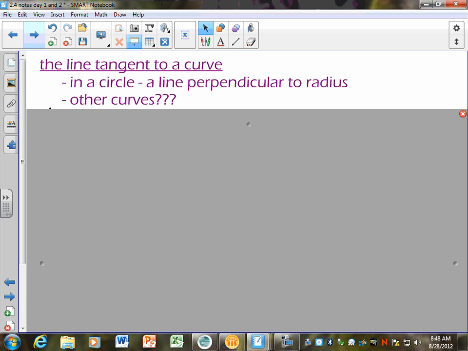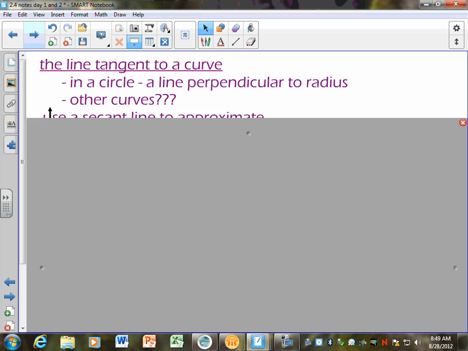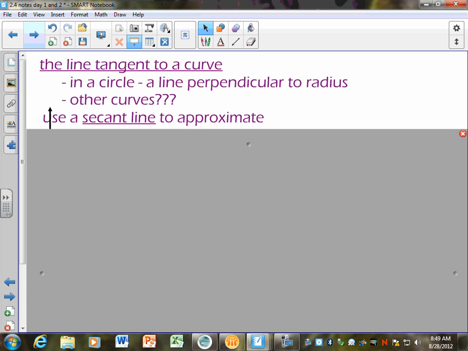We kind of talked about this when we first started, and you're probably like, I don't know what you're talking about. I tried to define what a limit was, talking about secant lines. But what we're going to do is use a secant line and the concept of limits to find our tangent line.